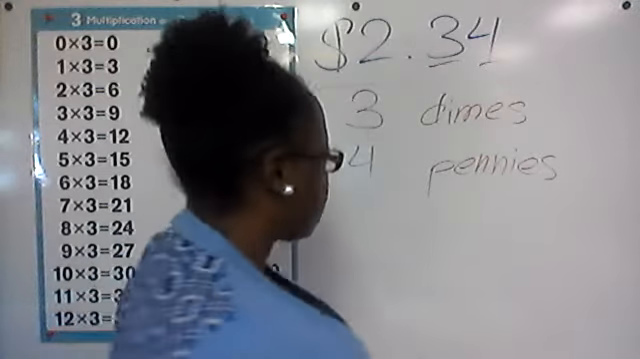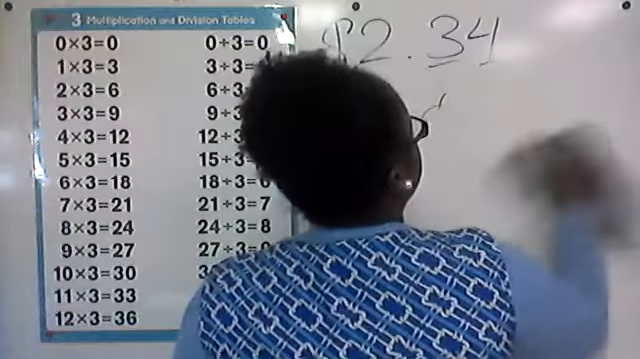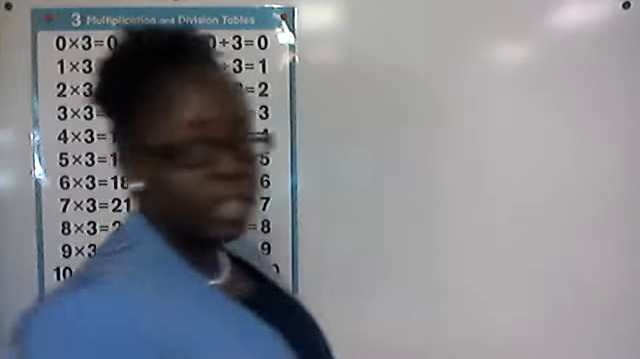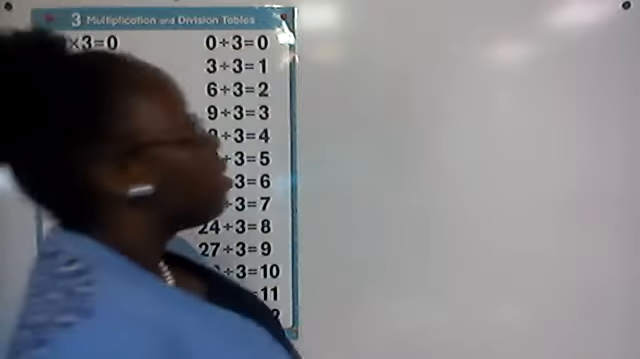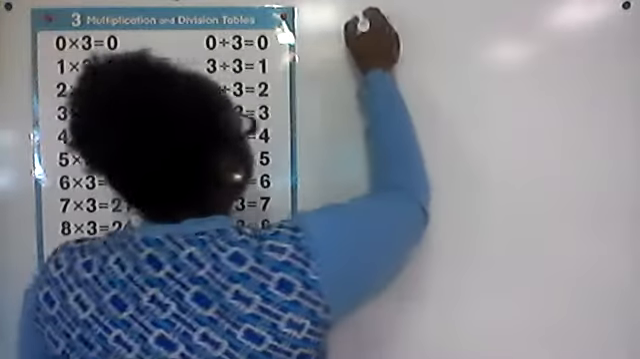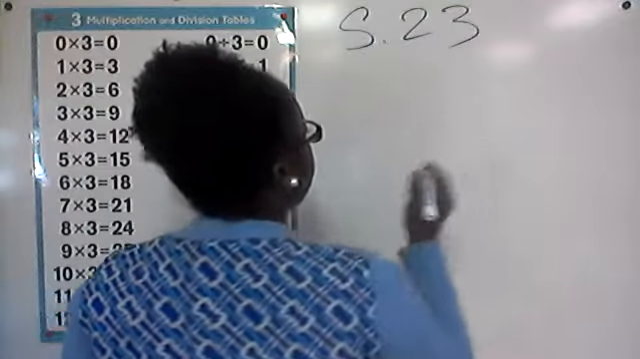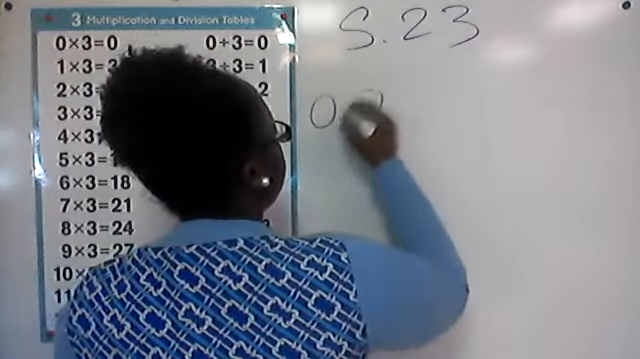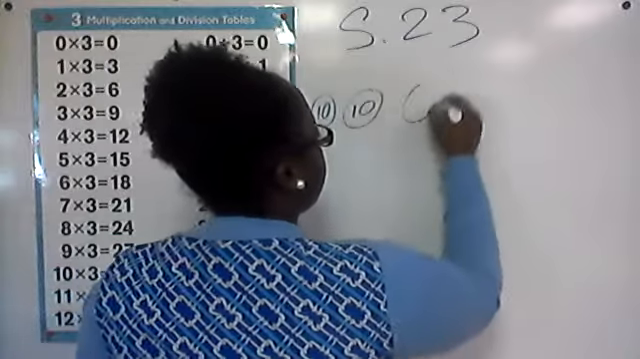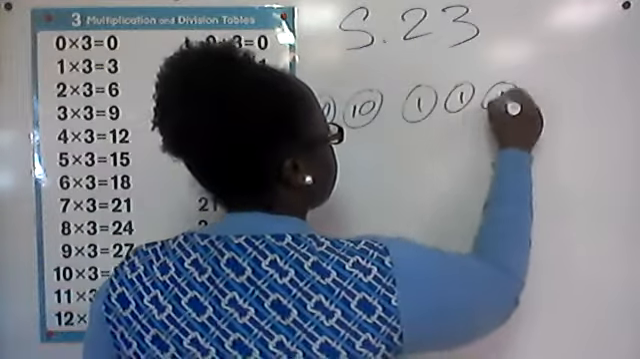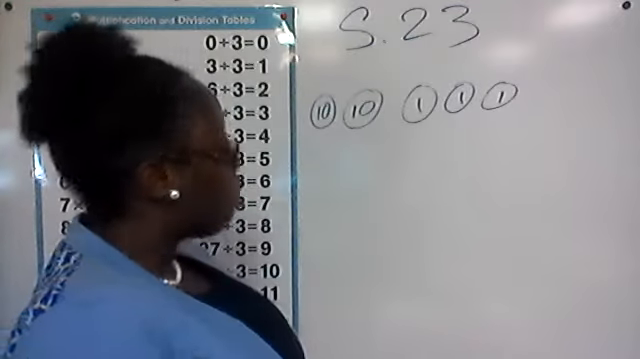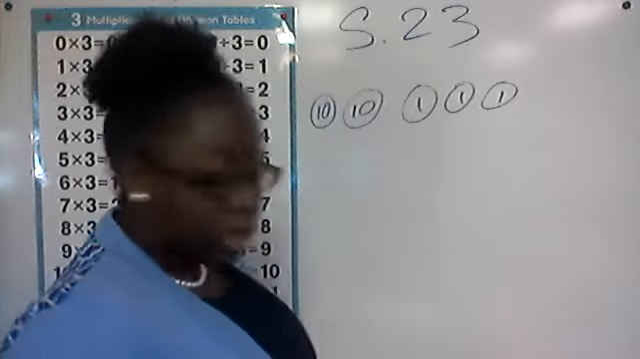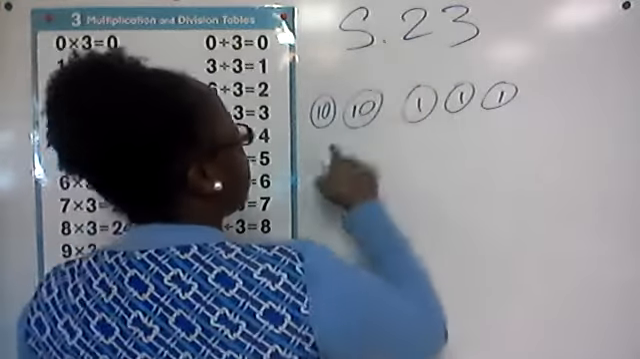The first one is 23 cents, right? It makes it easier for you because what they want you to do is to circle. So here's the 23 cents. And then they listed the dimes for you to help you out. And then the pennies, 1, 2, 3. So what they want you to do is to circle how many dimes you have here.